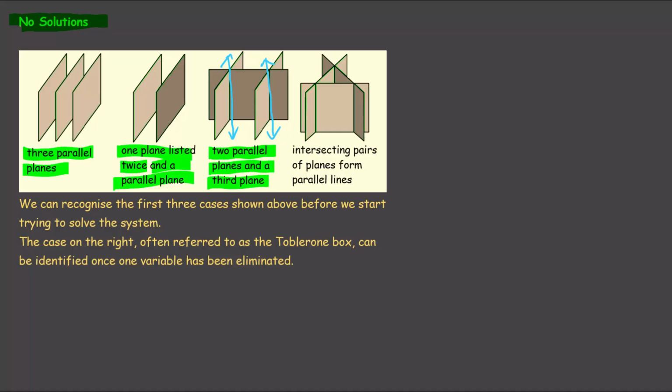And you can have intersecting pairs of planes forming parallel lines. So we've got some lines here, lines down there. But once again, there's no single point where they come together, and we don't get a single line of solutions.